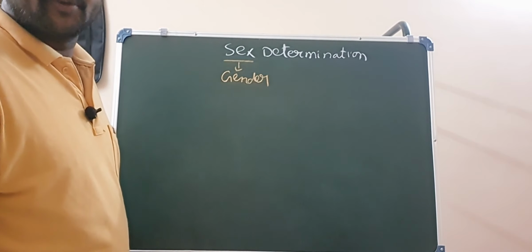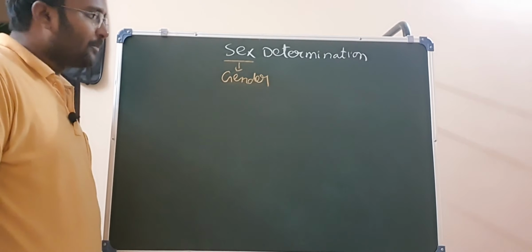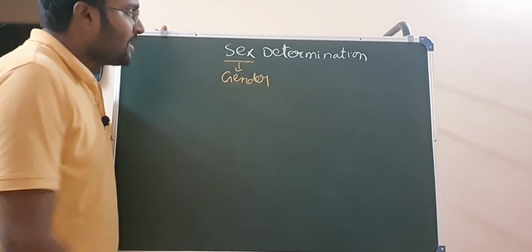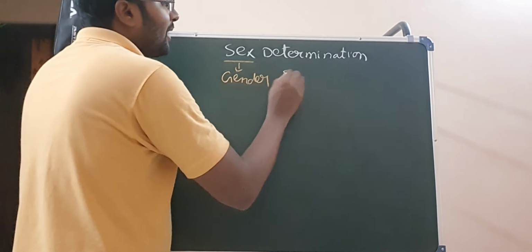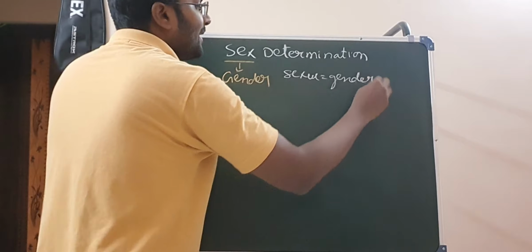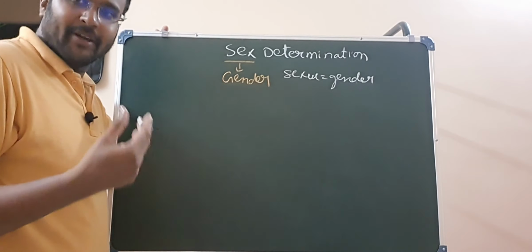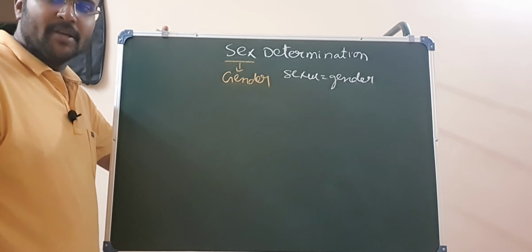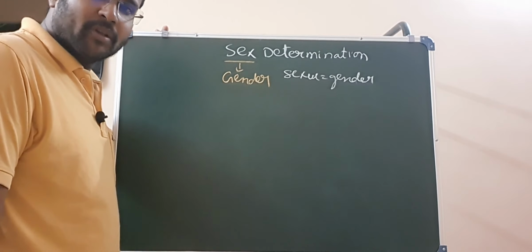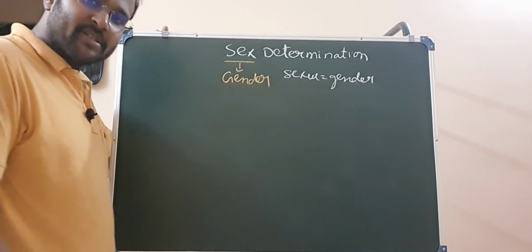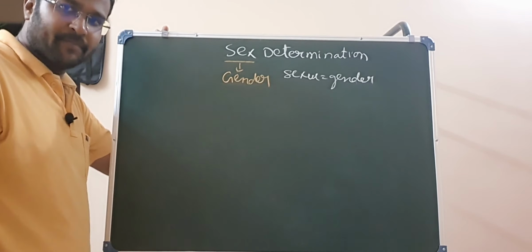Hello students, today we are going to discuss an important topic from genetics, that is sex determination. Sex means gender. In Latin, sexes means gender, determining the gender of an individual. So how can the gender be determined? It can be determined even before the birth of an individual itself. Humans are the classical example for that.